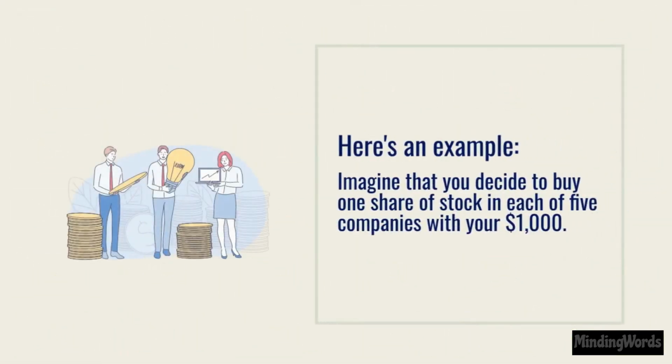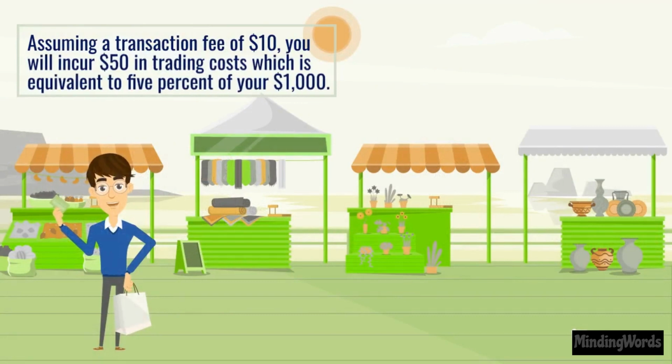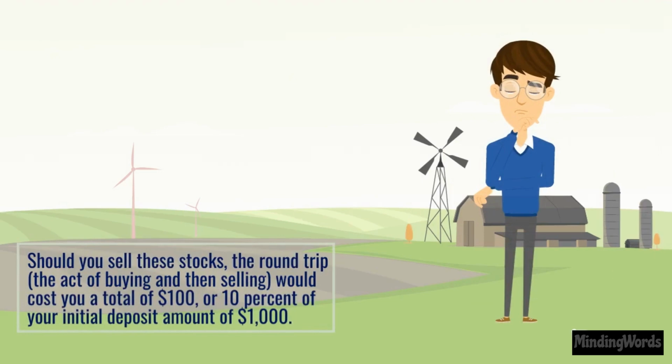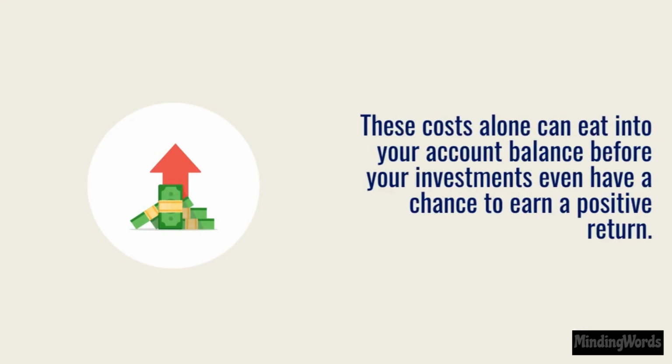Here's an example. Imagine that you decide to buy one share of stock in each of 5 companies with your $1,000. Assuming a transaction fee of $10, you will incur $50 in trading costs, which is equivalent to 5% of your $1,000. Should you sell these stocks, the round trip, the act of buying and then selling, would cost you a total of $100, or 10% of your initial deposit amount of $1,000. These costs alone can eat into your account balance before your investments even have a chance to earn a positive return.